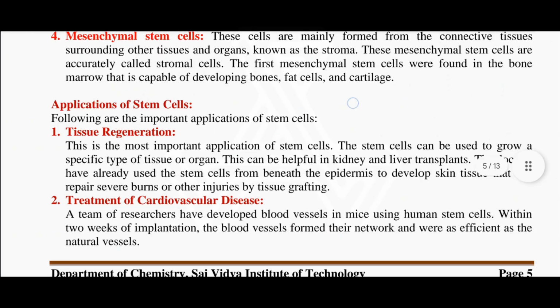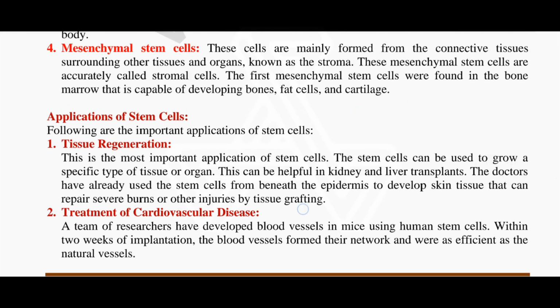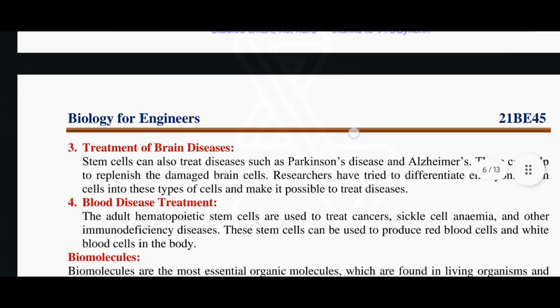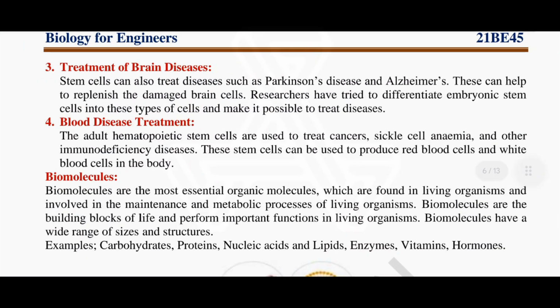Then treatment of cardiovascular diseases. A team of researchers have developed blood vessels in mice using human stem cells. Within 2 weeks of implantation, the blood vessels formed their network and were as efficient as the natural vessels. Then the treatment of brain disease. Stem cells can also treat diseases such as Parkinson's disease and Alzheimer's. These can help to replenish the damaged brain cells. Researchers have tried to differentiate embryonic stem cells into this type of cells to make it possible to treat diseases.